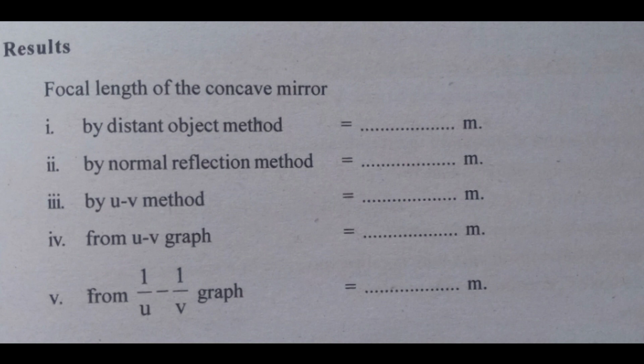After doing the experiment, we have to write down the result. So here we have discussed the 4 methods for calculating focal length, right? So we have to write all the 4 results. So here, the focal length of the concave mirror: first one is by the distant object method, the second by the UV method, then from the UV graph, and the 1 by U, 1 by V graph. So those values you can write there.